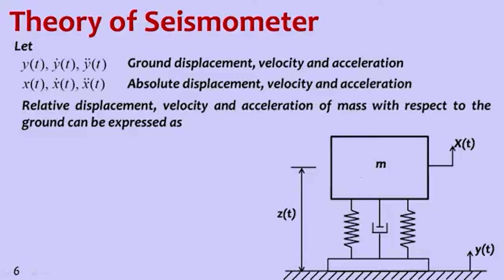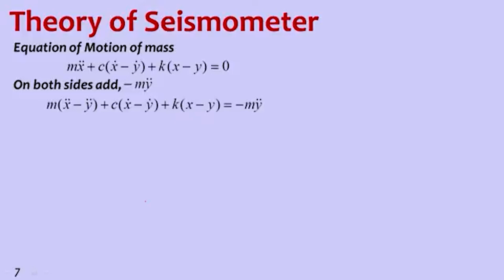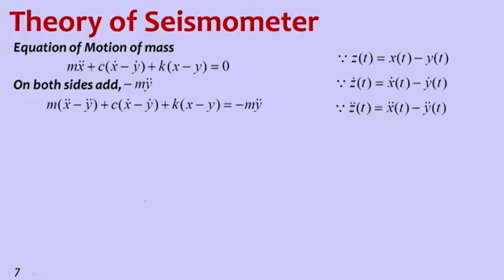So, we cannot measure x directly, we cannot measure y directly, but what we can measure is the relative displacement between these two. So, x minus y is a relative displacement, x dot minus y dot is a relative velocity, and x double dot minus y double dot, this we can measure. Now, if we draw a free body diagram, we get m x double dot plus c into x dot minus y dot plus k into x minus y is equal to 0.